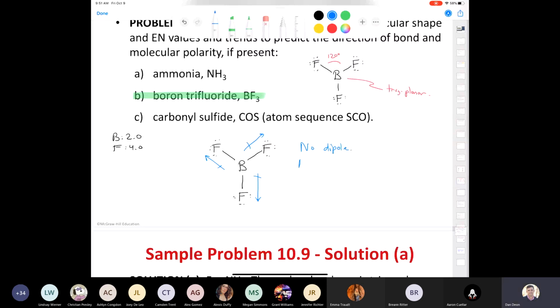This is a non-polar molecule. Okay, maybe I should rephrase that. Maybe I'll write it like this. No net dipole. Okay, we'll put here dipoles cancel because they're all pulling 120 degrees from each other, so they're all spread out perfectly evenly.